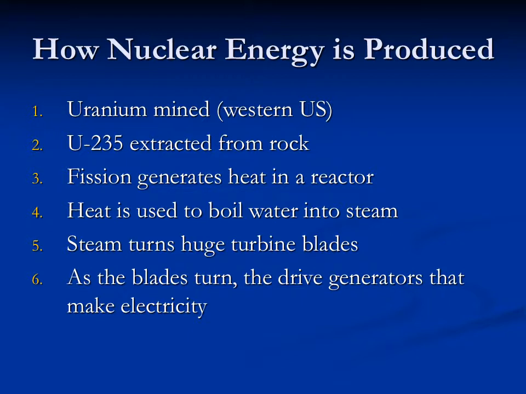So how nuclear energy is produced, this is really cool. So first, uranium is mined, that's in the western United States, and then the U-235, that's an isotope of uranium. It means it's an atom of uranium that has a different amount of neutrons in the nucleus. That's what makes isotopes. So the U-235 is extracted from the rock, and then fission generates heat in a reactor. So breaking that U-235 atom apart generates heat in a reactor.